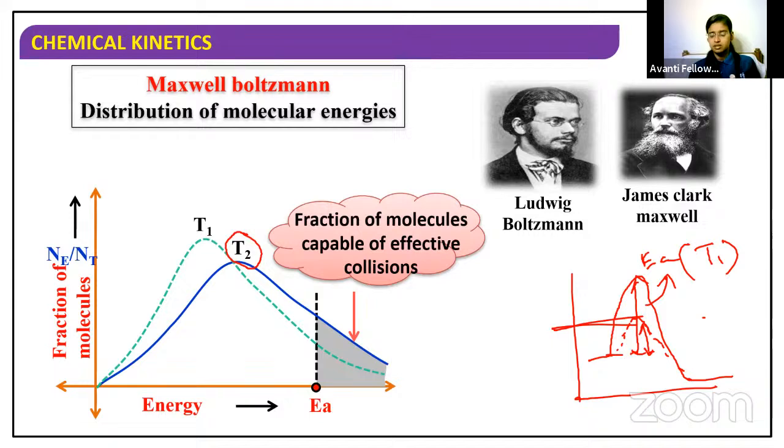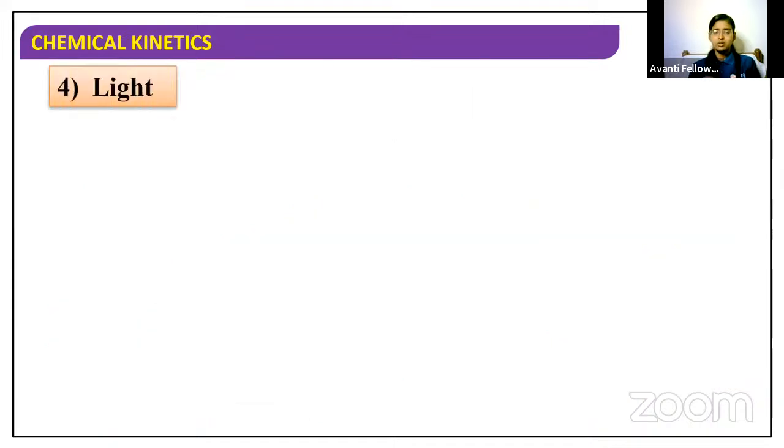Got it? Very good. Now we are moving to the fourth factor, which is light. From light, what do we get? We get h nu, an amount of energy, right? Which is nothing but the packets of light. h nu is called the packets of light in the form of photons.